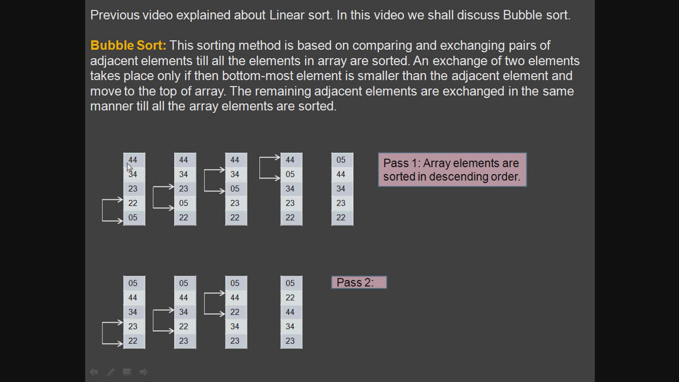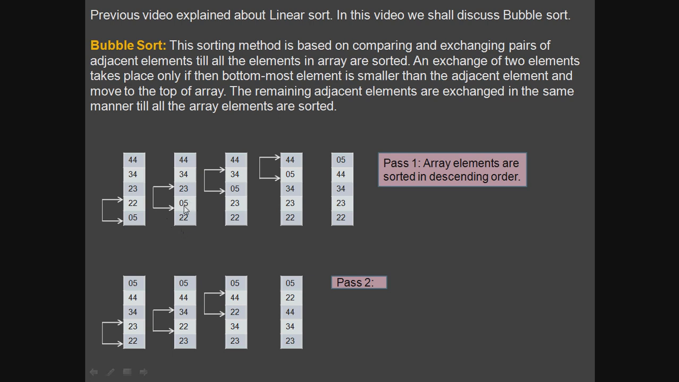Here you can see that the array elements are in descending format, and we have to arrange them in ascending format. In the first pass, the bottom element is compared with the next, adjacent element. Since 5 is less, 5 takes the place of 22, and 22 moves below, right?